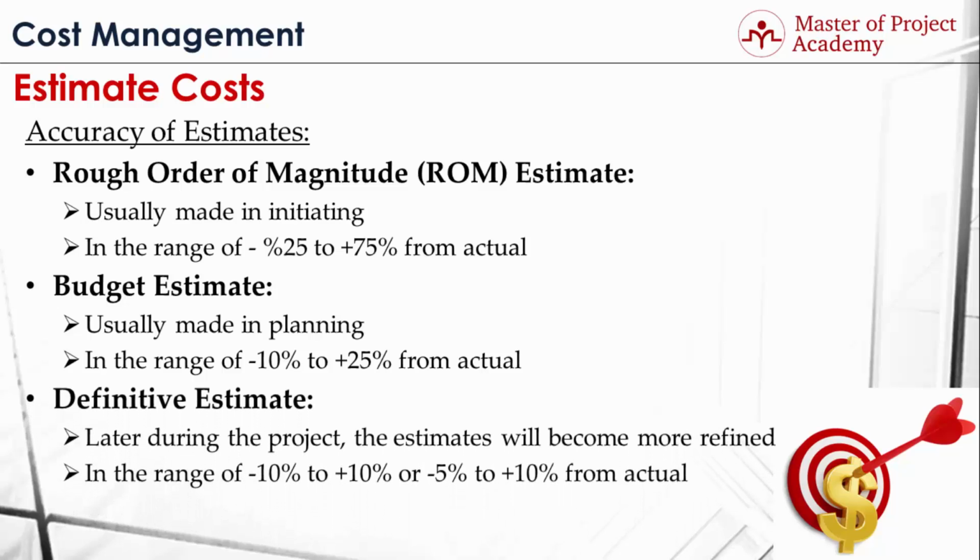definitive estimate. Definitive estimates are used later during the project, when things are clearer and when there is more information available about the activities. Definitive estimates of an activity are in the range of -10 to +10% or -5 to +10% from actual values. For instance, if an activity will cost $100, definitive estimate gives a range from $90 to $110 respectively. These ranges are used during the project depending on the information available for an activity.